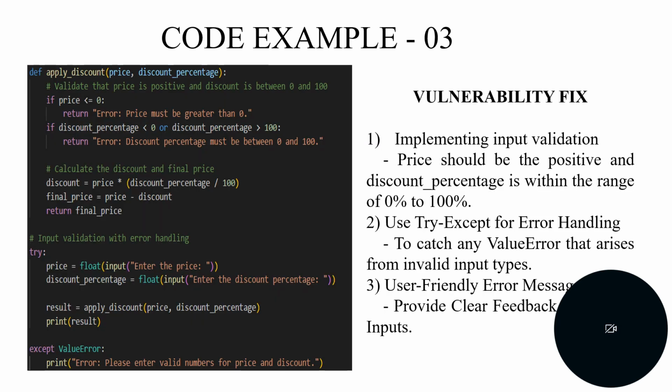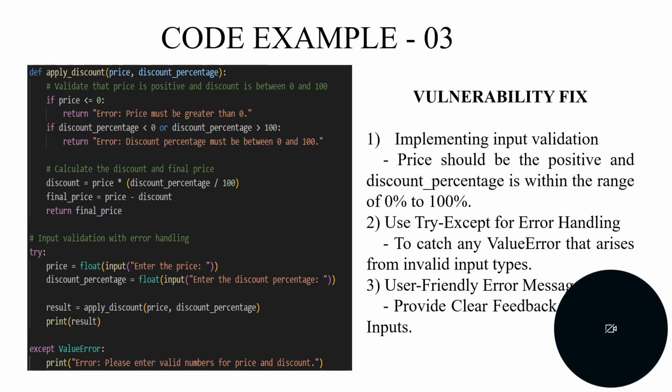In this slide, we can see how to fix the vulnerability of the code. This code addresses a vulnerability related to improper input validation, which calculates a discount on a given price. The first one is implementing input validation. The first step in fixing the vulnerability is to ensure that both the price and the discount percentage are validated. The price must be a positive number and the discount percentage should fall within the acceptable range of 0 to 100. The validation checks in the apply discount function handle these conditions.